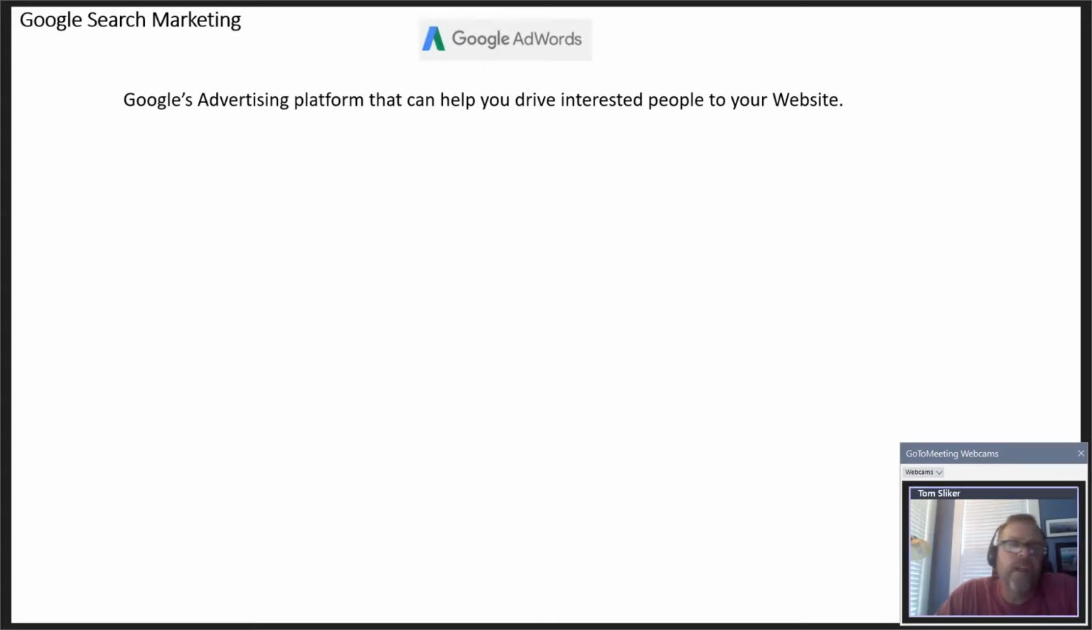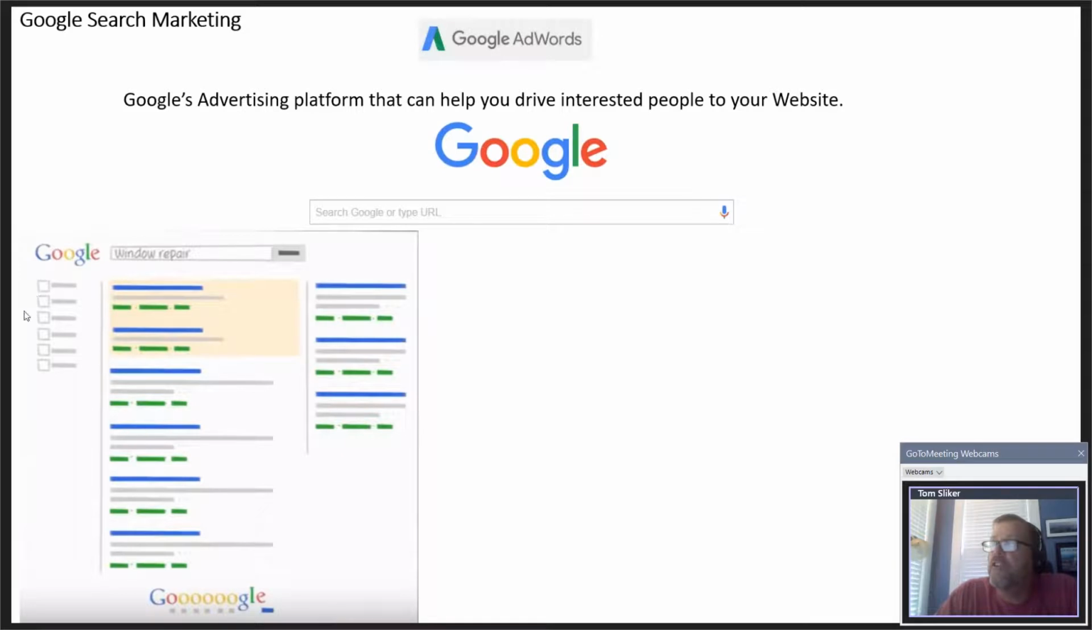All right, this slide I've shown in a previous session, but the question is, what is Google AdWords? It's an advertising platform to help drive interested people to your website. Again, this is based off of keywords. This is all about what people type into Google when they're searching for something. The example here is somebody needs a window repaired, and so they type in window repair.